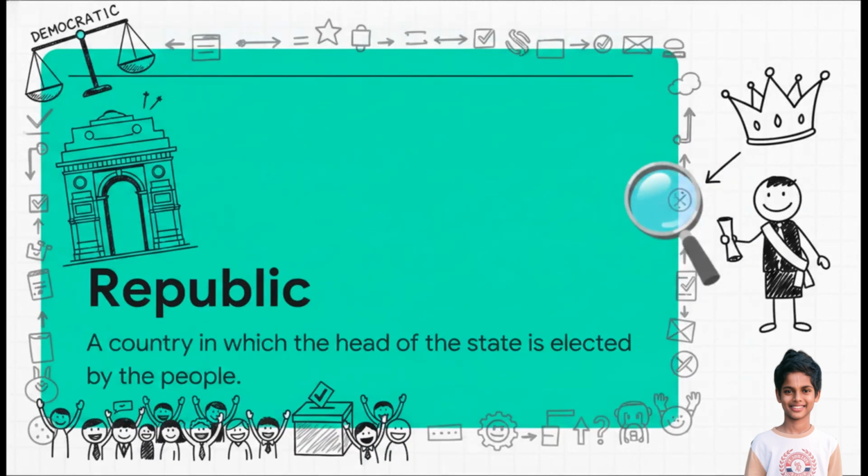Well, here's the crucial definition you need. A republic is a country where the head of state, which for us in India is the president, is elected by the people. So put it all together, India is a democratic republic because we do both things. Democratic means we elect our government, and republic means we elect our head of state. It's like a 2-for-1 deal that proves the real power is completely held by the people.